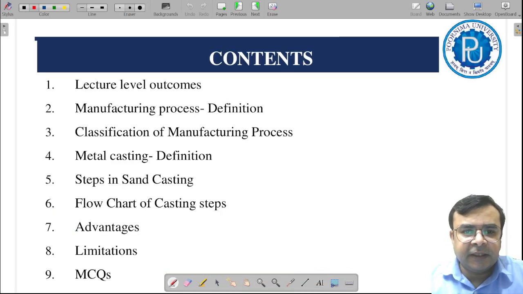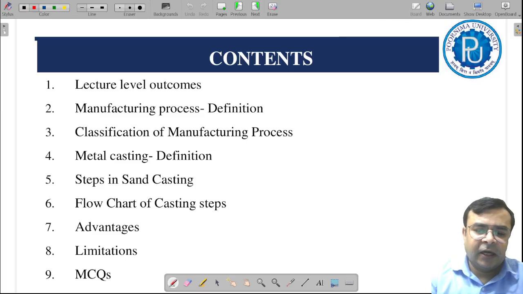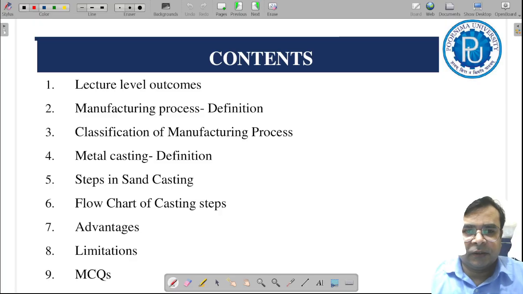This is the detailed content which I'm going to deliver in this lecture. That is the lecture level outcome, manufacturing process, their definitions, their classification, then metal casting and metal casting definition, then steps involved in the metal casting process, then a detailed flow chart through which we can make a metal casting, and after this, advantages and limitations, and after completion of this we will see some multiple choice questions.